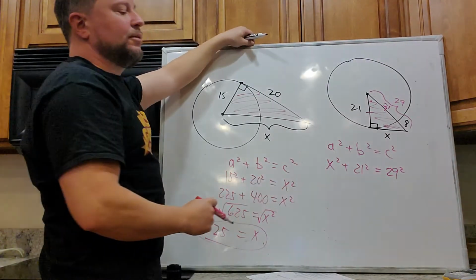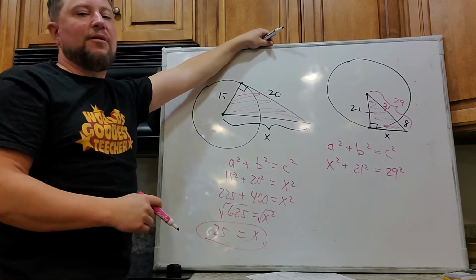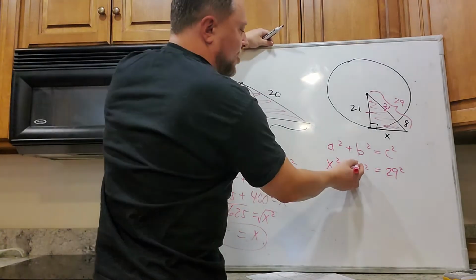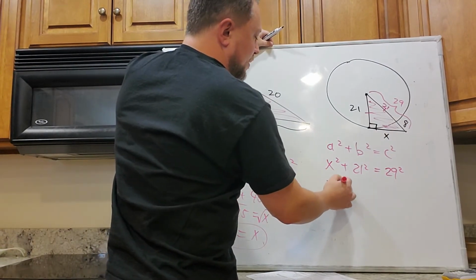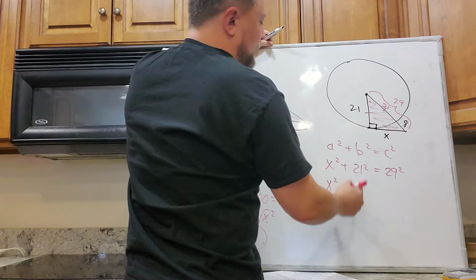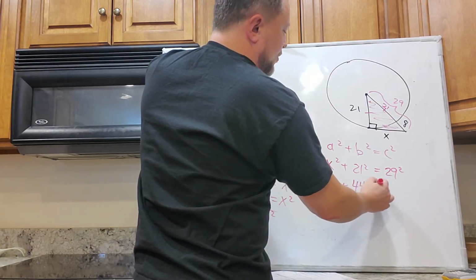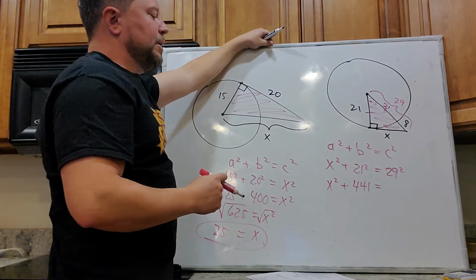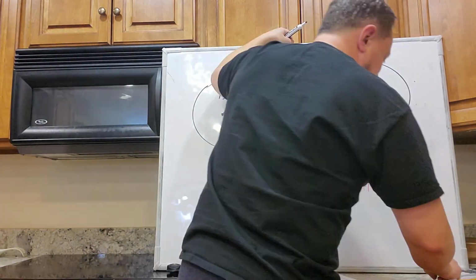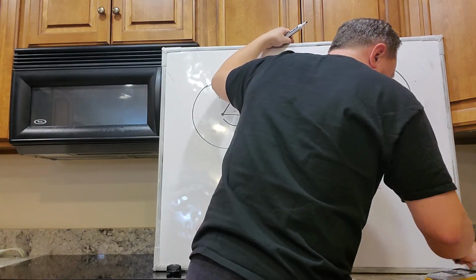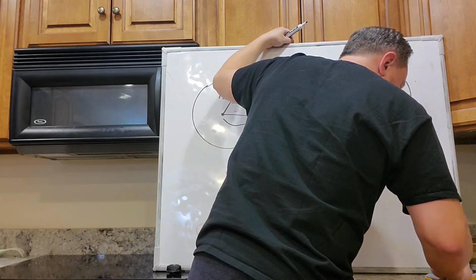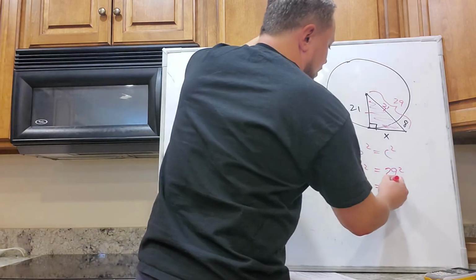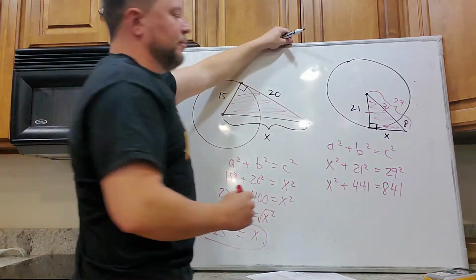Again, it's important you get those put in the right spots in the Pythagorean theorem, or else you're going to get a wrong answer. 21 squared is 441. 29 squared, I want to say, is 484. Oh, I'm sorry. 841. I was way off on that one.